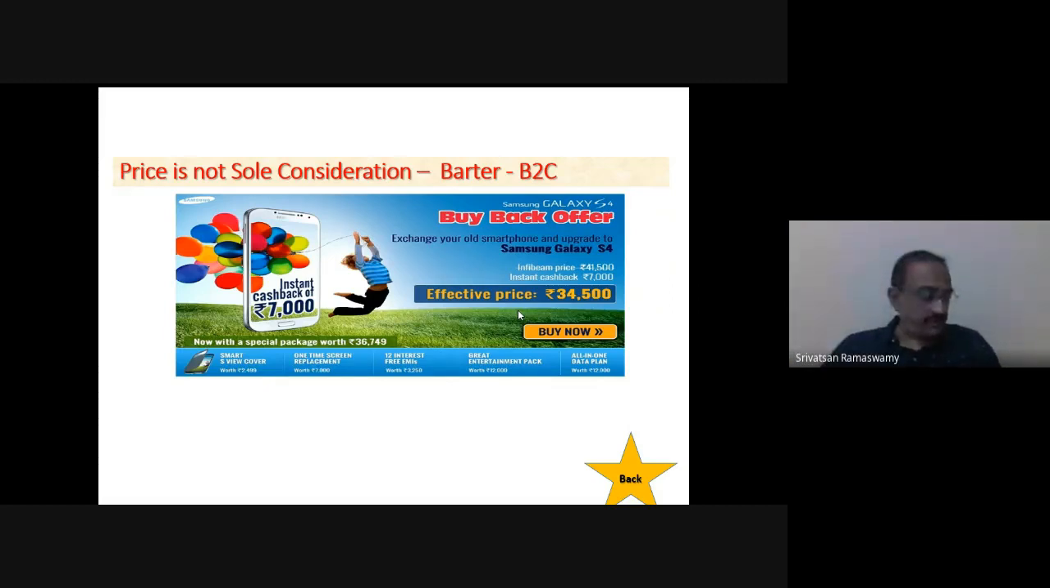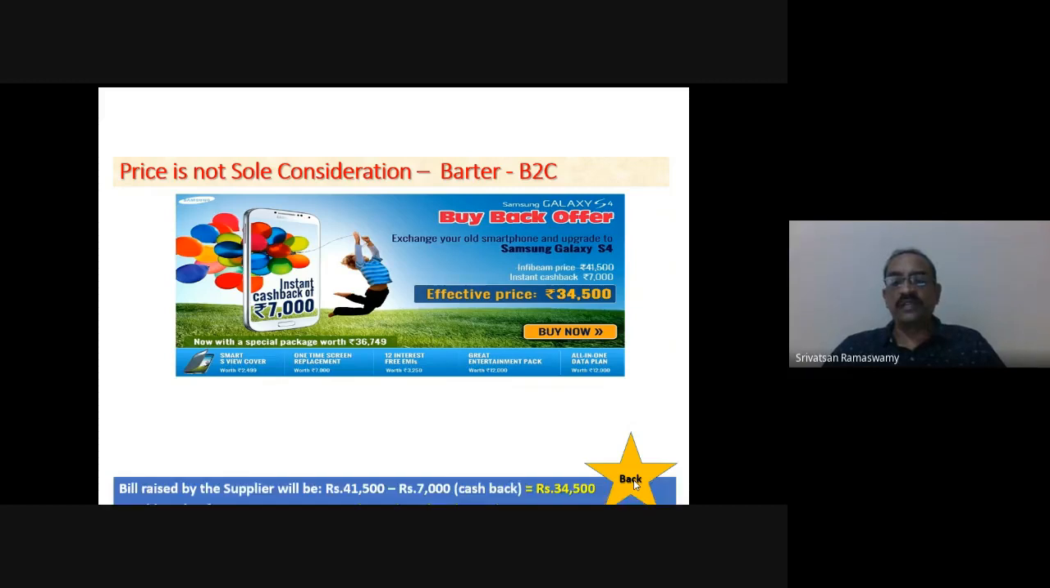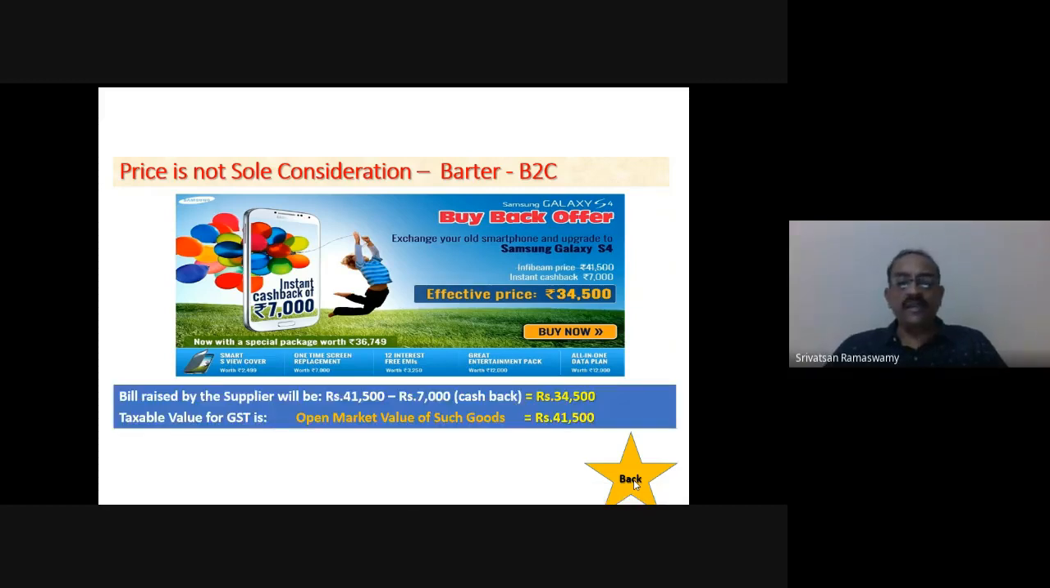Okay, so this is exactly what I mean by price is not the sole consideration for sale. Here the bill raised by the supplier will be only 34,500, but what is the value? It is 41,500. So GST will have to be calculated on a transaction value of 41,500, whereas the amount that you pay to him will be 34,500 plus GST on 41,500.